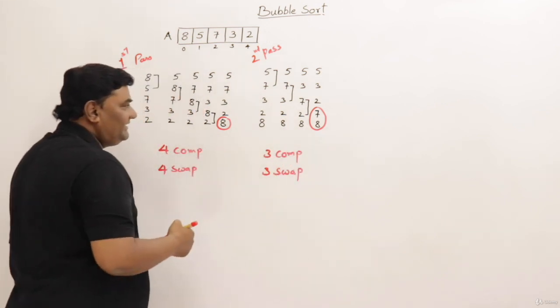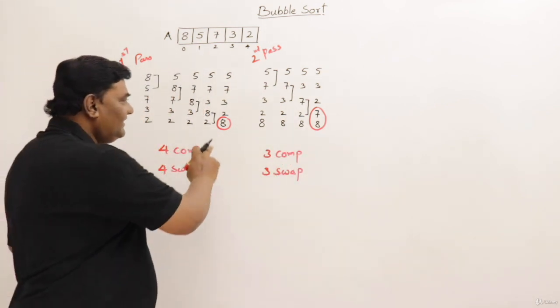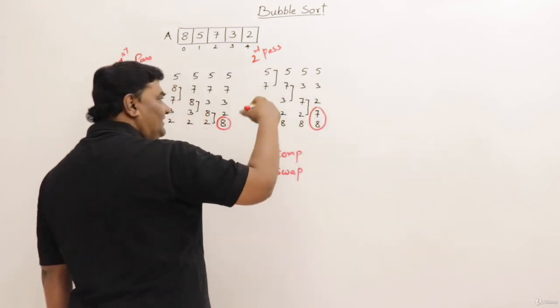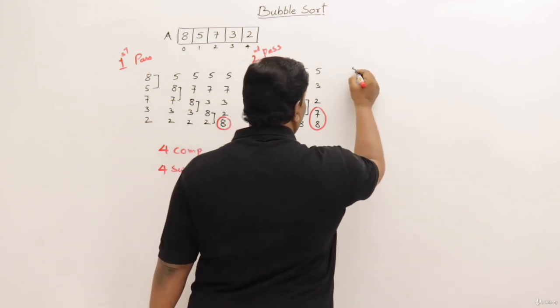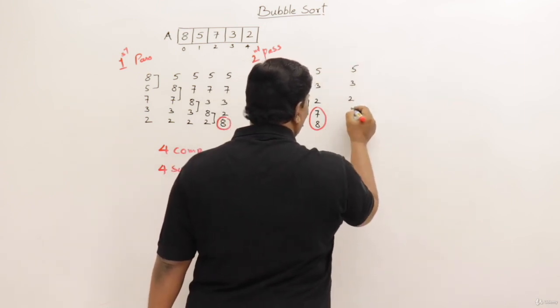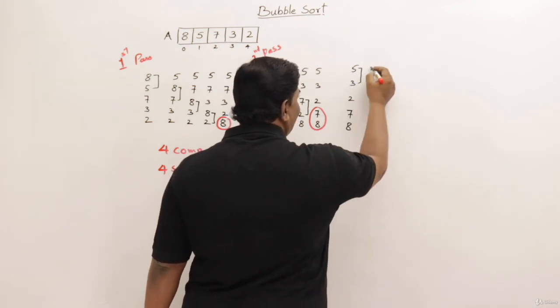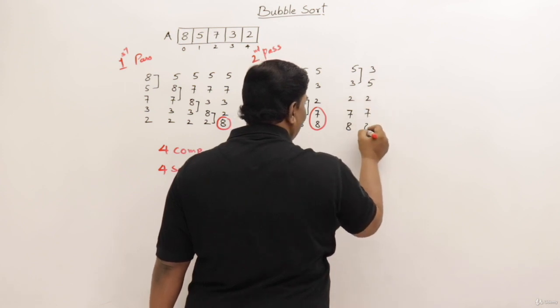2 passes are completed. How many elements did we get sorted? 2 elements got sorted. 8 and now 7 also. 7 and 8 are sorted. Now I will take the elements once again, continue this list and perform one more pass. 5, 3, 2, 7 and 8. Compare these two. 5 is greater. So 3 goes up, 5 comes down, 2 and 7 and 8.